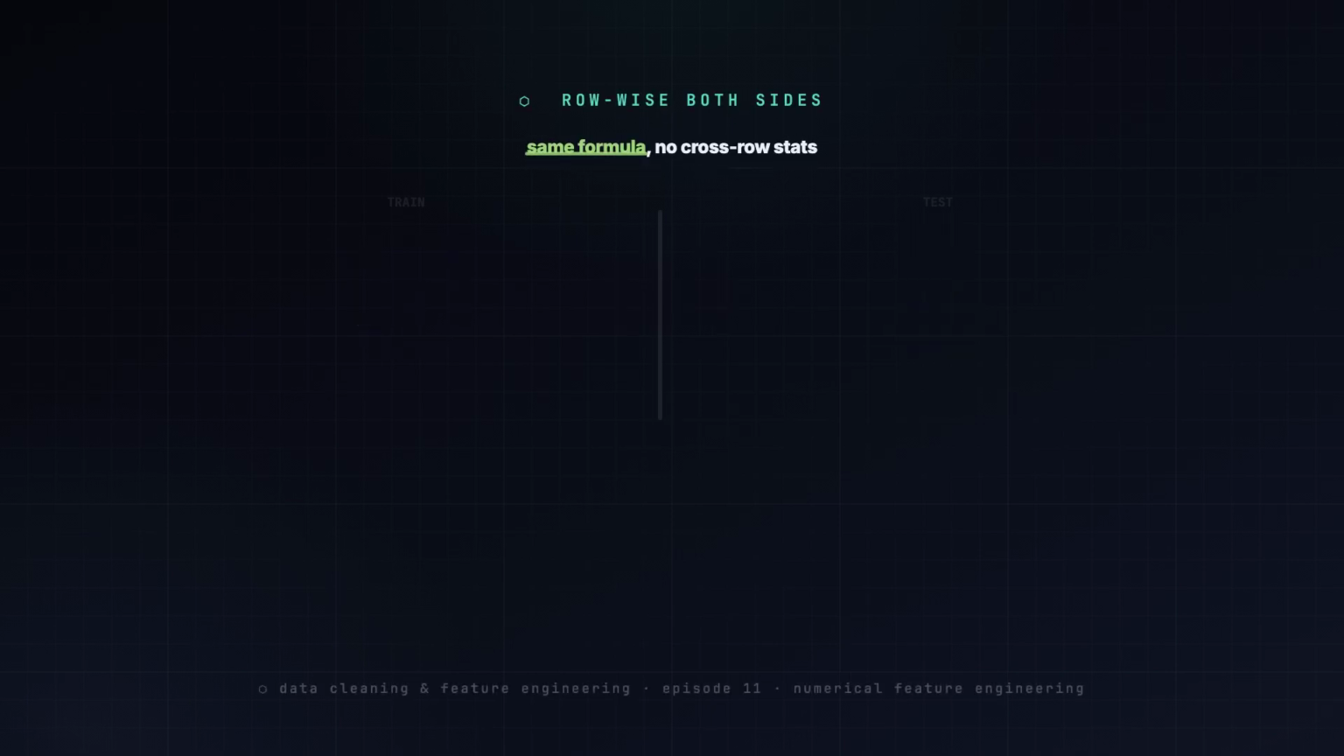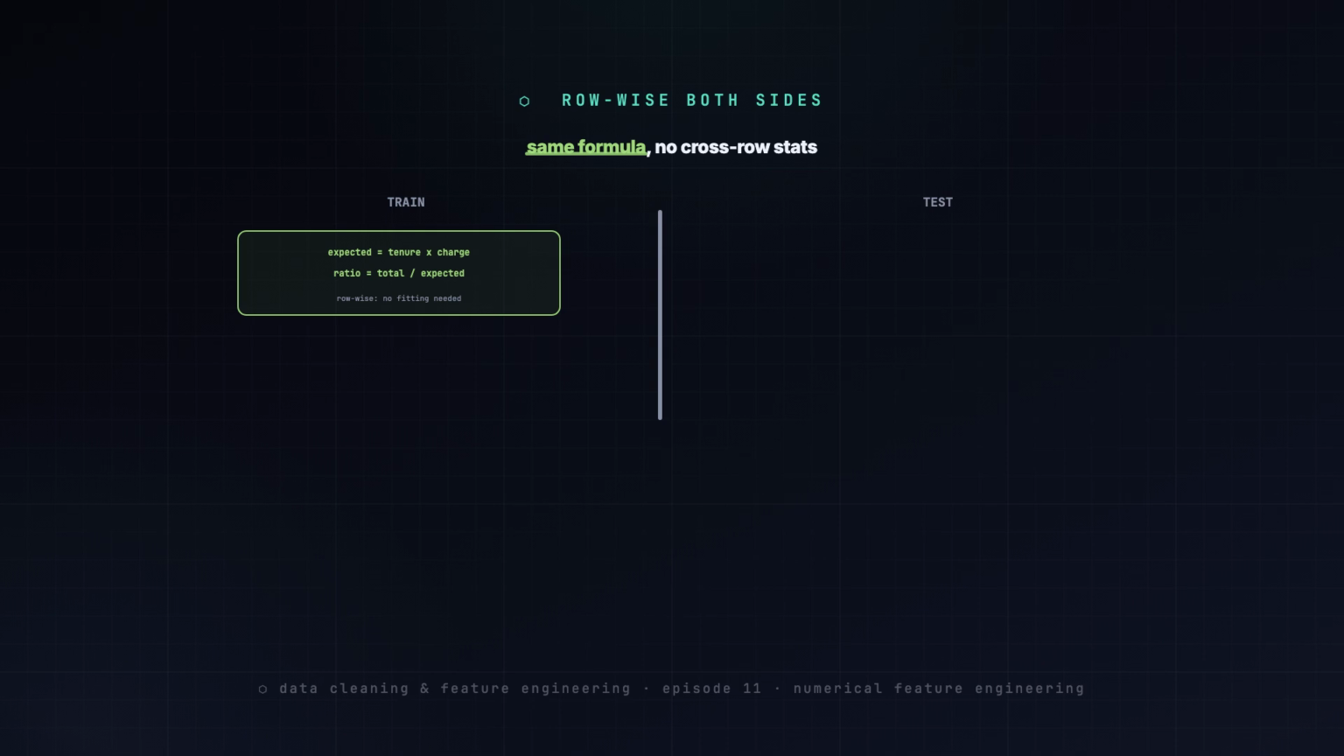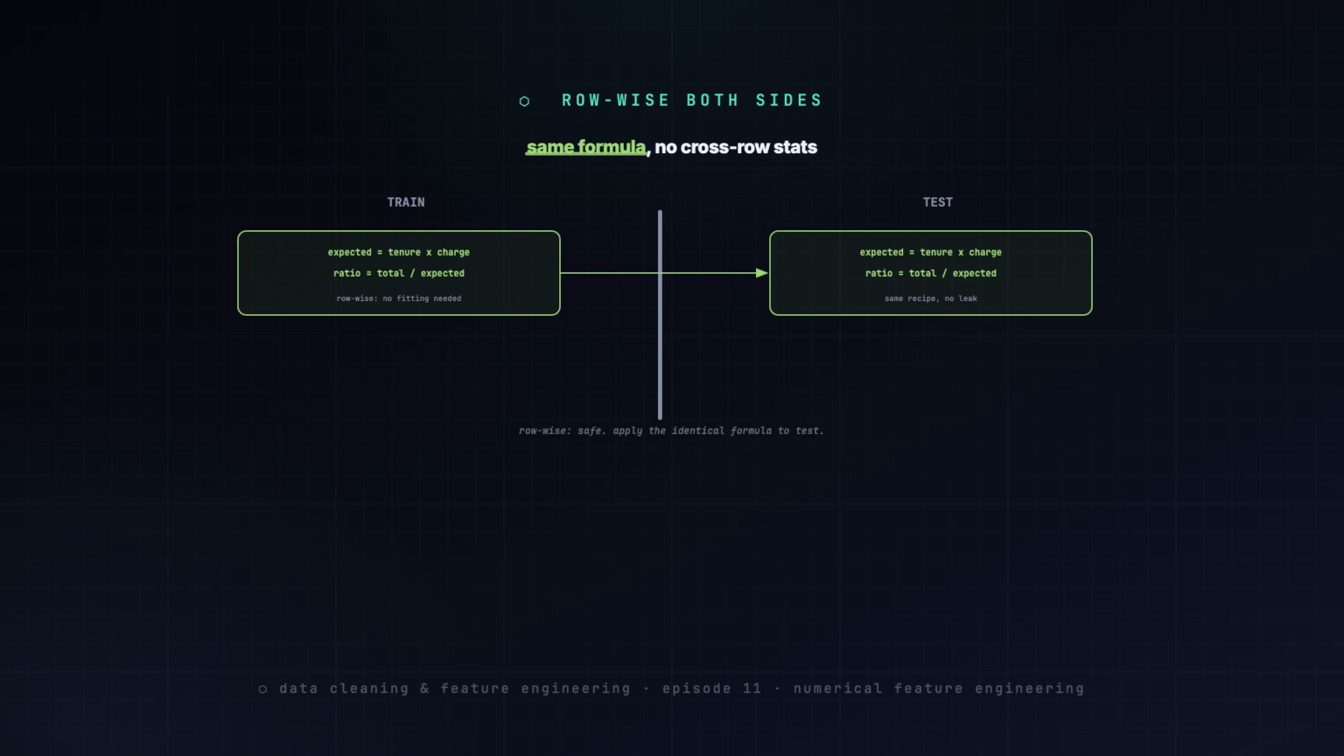And the same discipline as always. These are row-wise: expected total and the ratio use only that customer's own tenure, charge, and total. No cross-row stats. So we build them after the split and apply the identical formula to test.